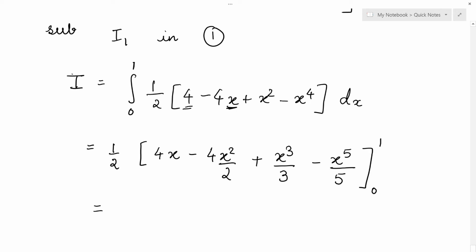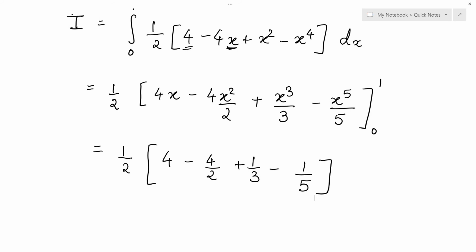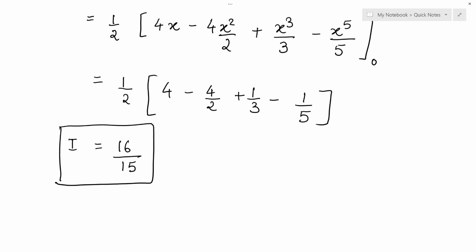So now we will substitute the upper limit and then the lower limit. So let us substitute the upper limit first. So that will be plus 1 by 3 minus 1 by 5. This is your upper limit. And if you substitute the lower limit, that will become 0 because 0 multiplied by any number is 0, as we know. So we will get this. So let us simplify this. After simplifying, you will get the answer as 16 by 15. So my final answer for integration is 16 by 15.